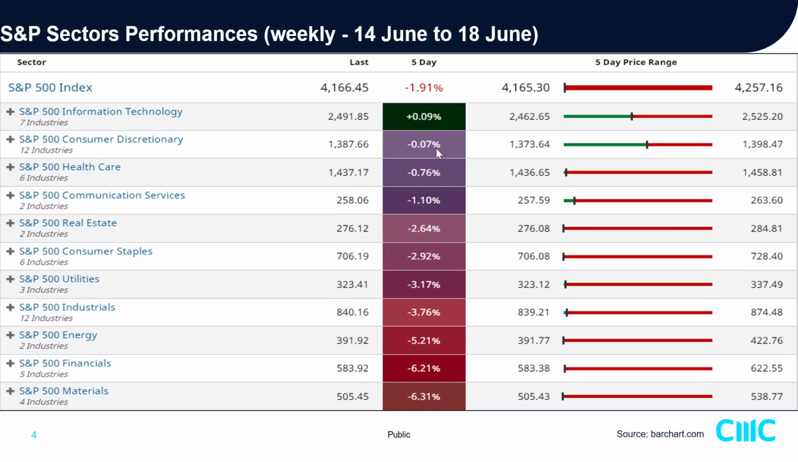The rest of it is all in the red, and most importantly, the cyclicals: the energy, the industrial, the financial, the materials. All of them closed negative 3%. And worse still is the financials at negative 6%, and the materials. So all these, their earlier outperformance has really started to suck out a bit of the wind.